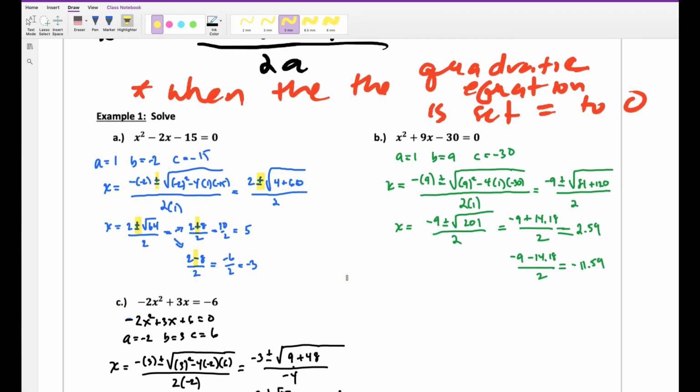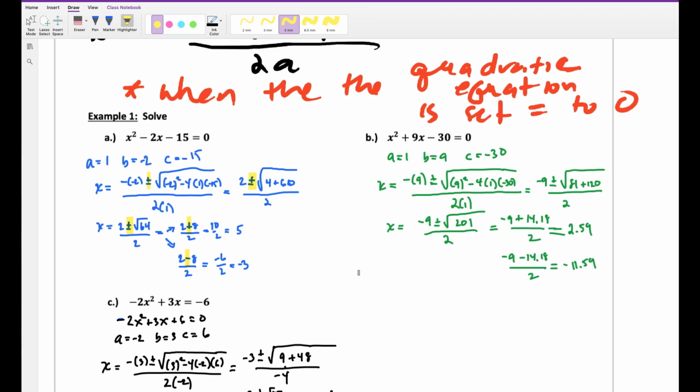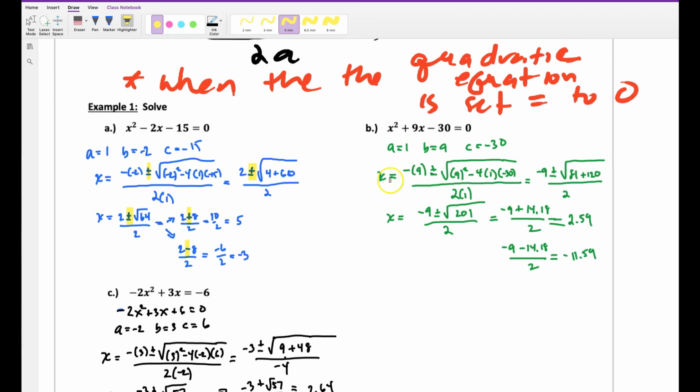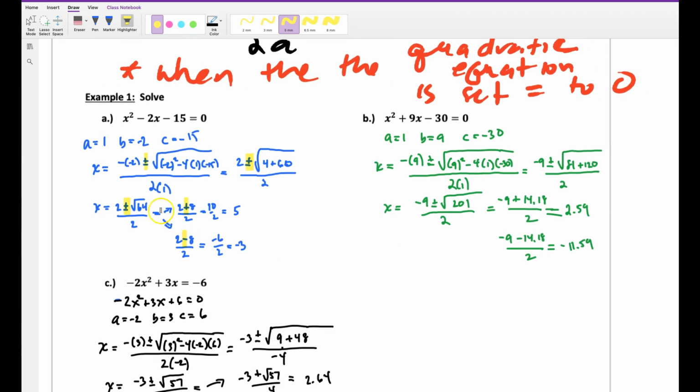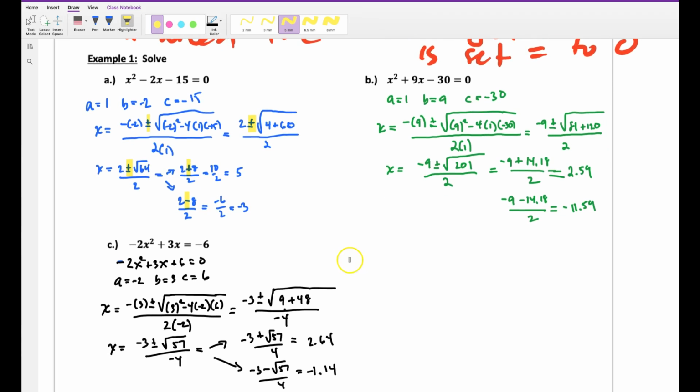So you just want to practice entering. Make sure you're using Desmos or some calculator where you can enter these values in. And you see my completed work there of how I took the A, B, and C values and substituted them into the equations, and then you get your solutions. Notice these are whole numbers, these are decimals. Quite often you end up with decimal values.